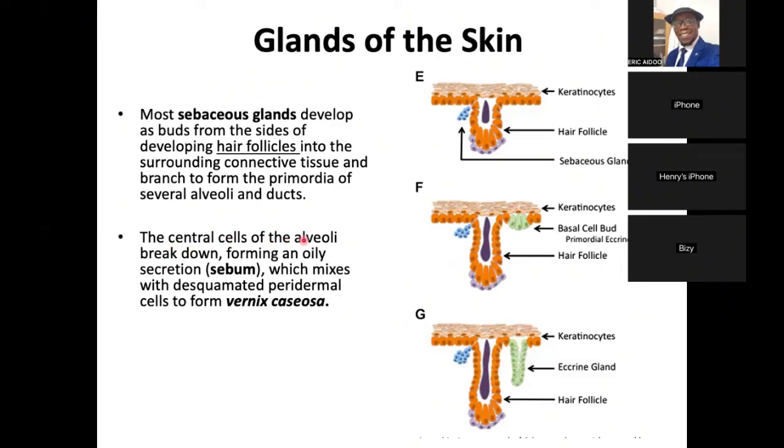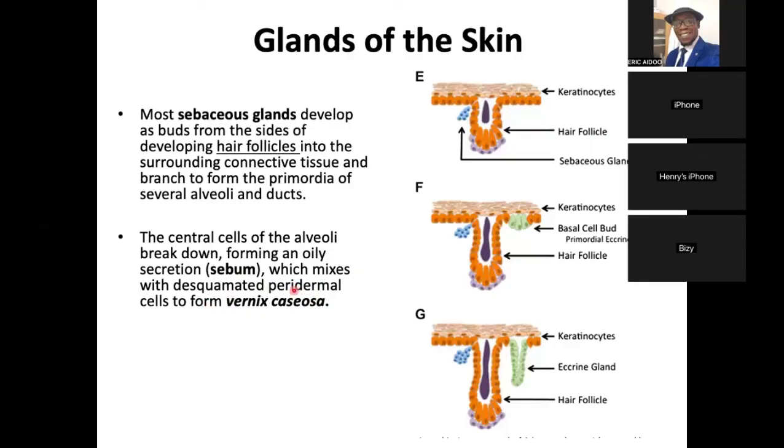The central cells of the alveoli break down, that's the sebaceous gland, and an oily secretion known as sebum will mix with the desquamated periderm cells to form vernix caseosa. Those who began with me, you remember I mentioned this vernix caseosa and said we'll get to it. So that's where we've got to. So the vernix caseosa is sebum mixed with desquamated periderm cells.